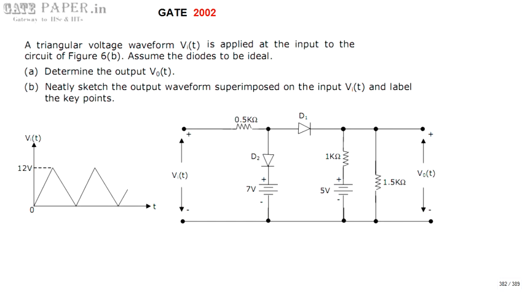Hello, we are discussing the GATE 2002 EC paper, and this question is a 5 marks question related to analog circuits. Look at the circuit diagram. For the circuit diagram, if you are applying a triangular waveform, shown as the input Vin, then what is the value of V0 of t, and draw V0 of t with respect to Vin.